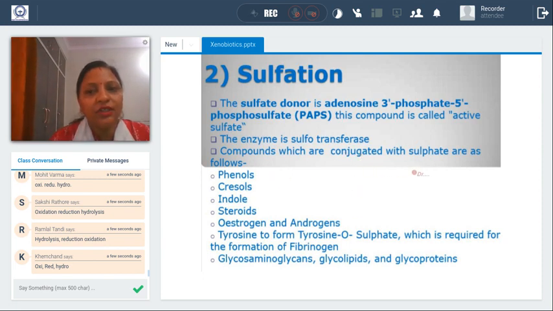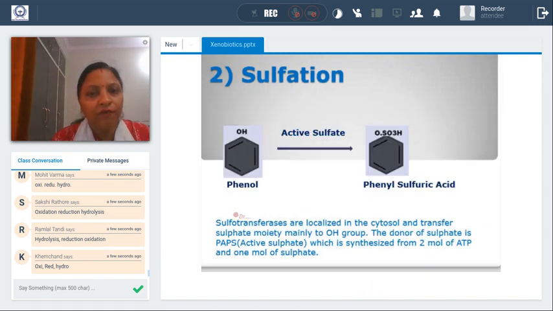Compounds which are conjugated with this sulfate are as follows: phenol, cresol, indole, steroids, estrogen, androgen, and tyrosine to form tyrosine O-sulfate, which is required for the formation of fibrinogen. Other compounds are glycosaminoglycans, glycolipids, and glycoproteins. This is the reaction: phenol, in the presence of active sulfate, converts into phenyl sulfuric acid.